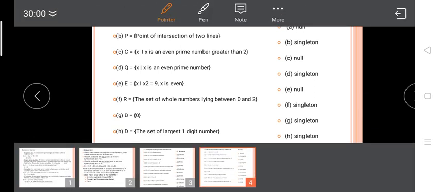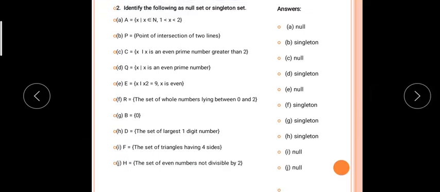So students, all these points you have to write in your notebook. Study properly, learn the concept, and in the doubt session you can ask me your doubts.